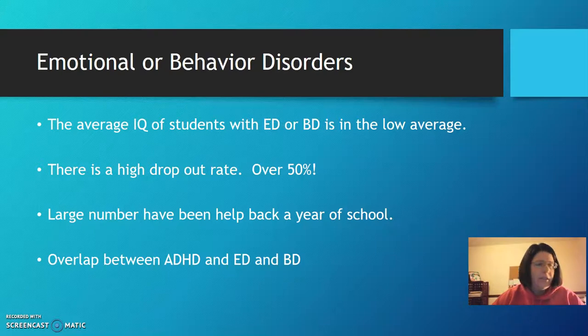And then in Chapter 7, we covered emotional and behavioral disorders. The average IQ for students with an emotional disorder or behavior disorder is in the low average. There is a very high dropout rate. It's over 50%, which is much higher than average. It's just obviously something that needs to be addressed. There is a large number of students with emotional or behavior disorders who have been held back a year at school. At the elementary school level, it's within the 30% range. And then once you get into secondary school, it goes up to even higher than that.